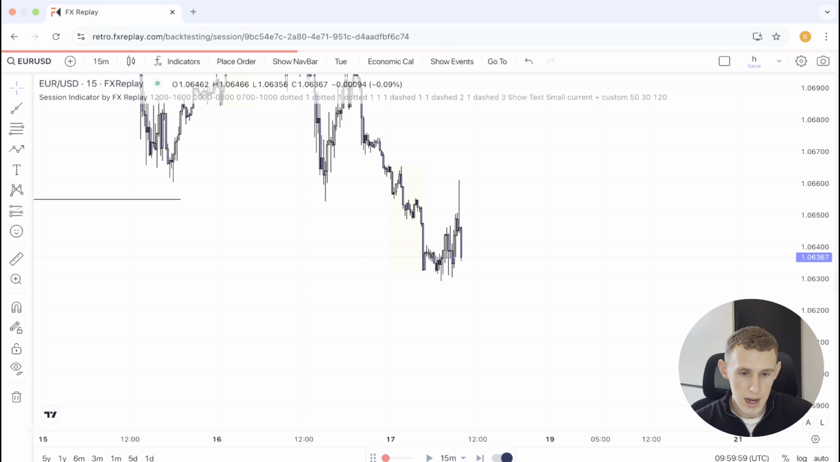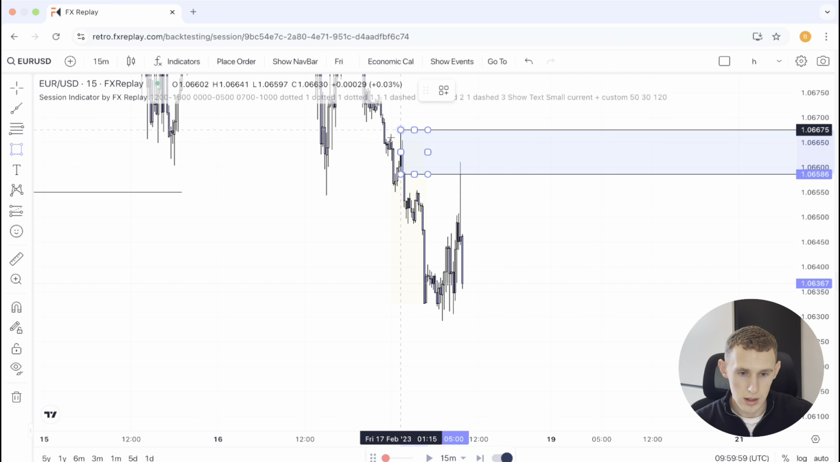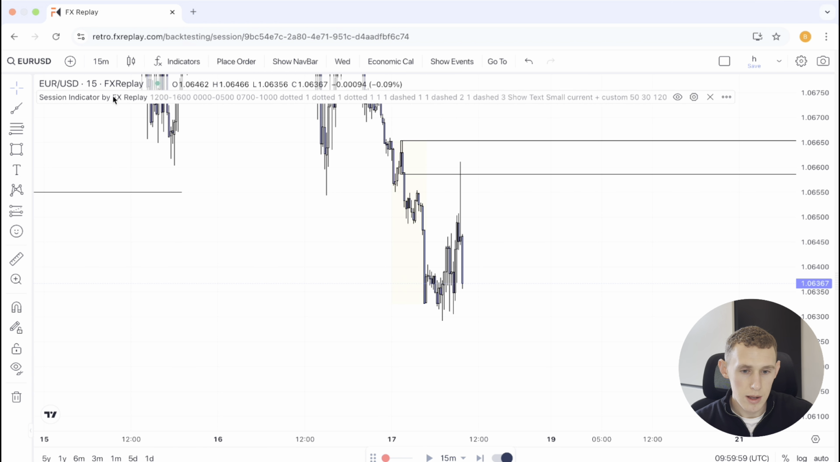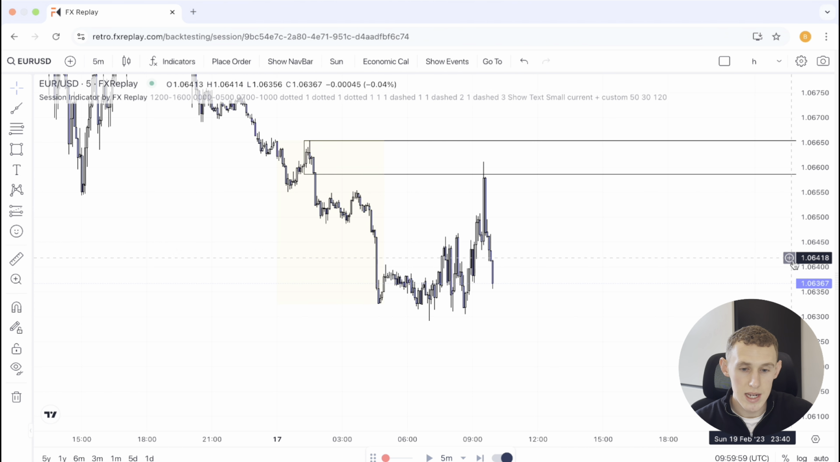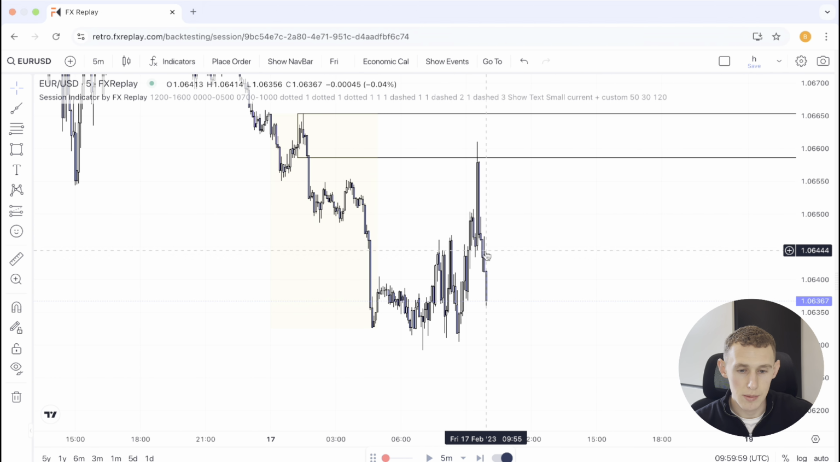So we can see here price has actually come up, grabbed these highs, tapped into this 15-minute supply up here. I don't think this is going to give us an entry though, because there's not any lower time frame structure. If you guys have seen any of my previous videos, you know I enter from basically lower time frame structure confirmations.